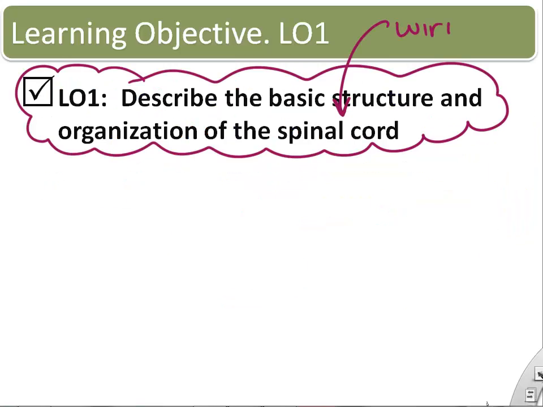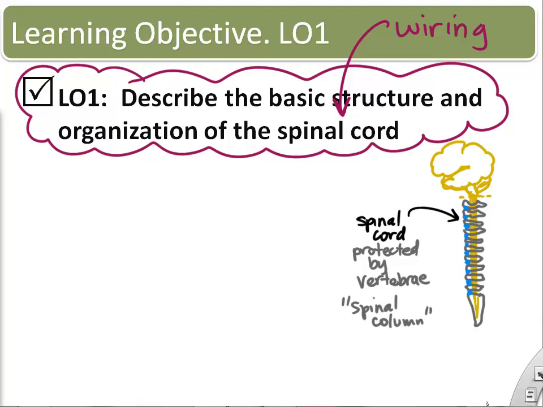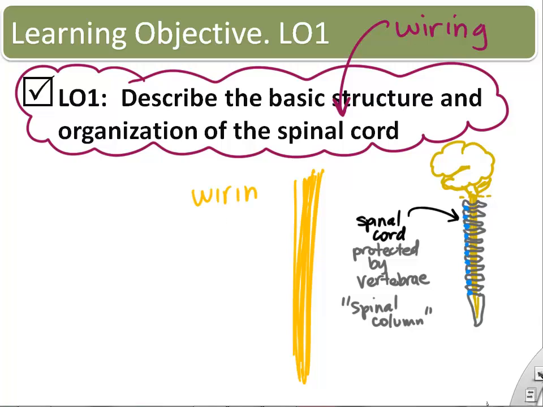Describe the basic structure and organization of the spinal cord. It's all about wiring. So when you think of the spinal cord, it's really just a specialized bunch of wiring, and so that's what that little spinal cord is. Neurons and their axons are wiring, and it's protected by the vertebral column. So all those little vertebrae stacked on there had that vertebral foramen where we had room for our spinal cord.